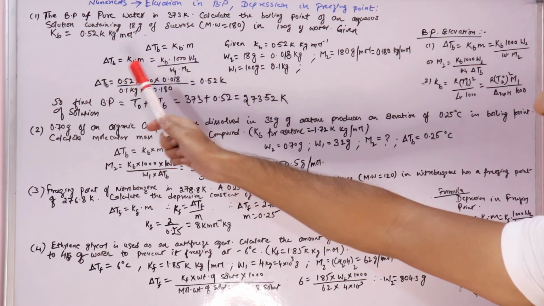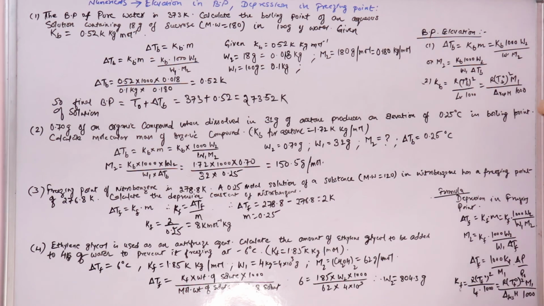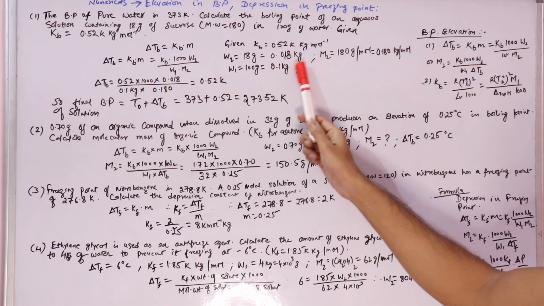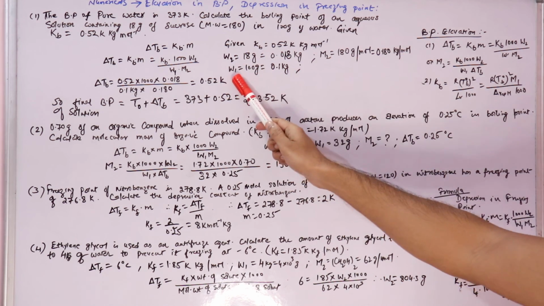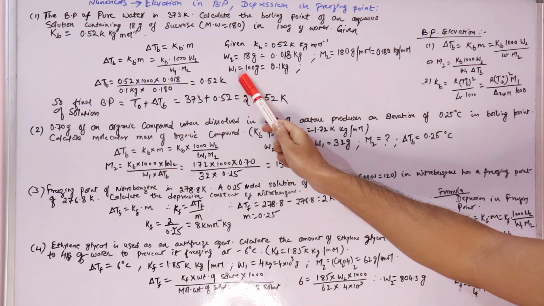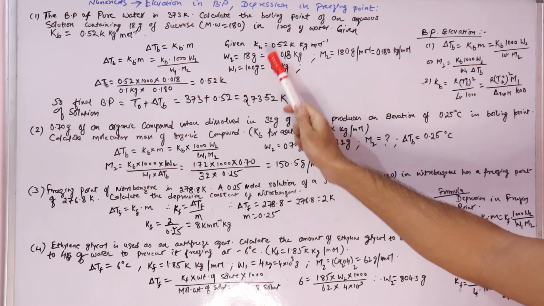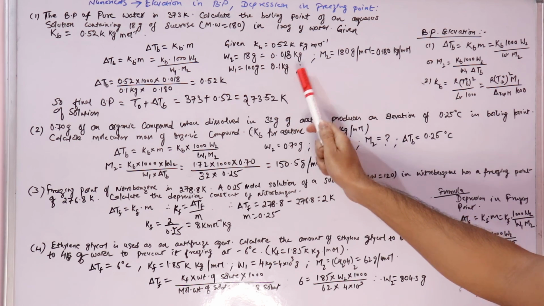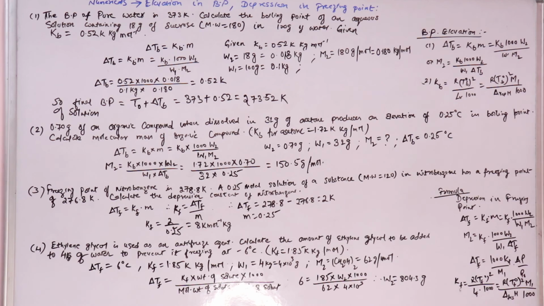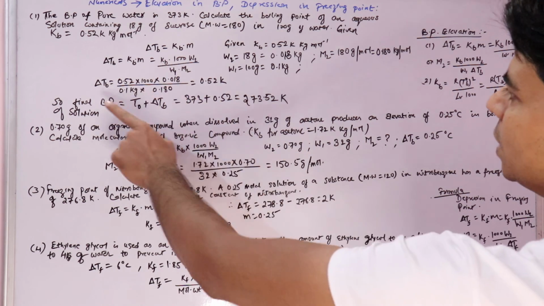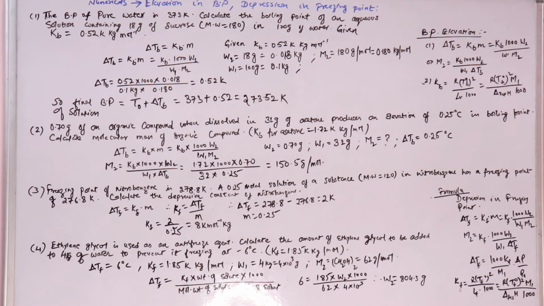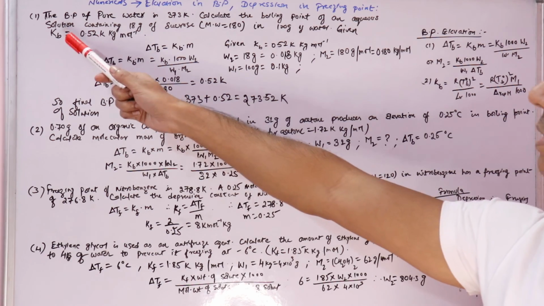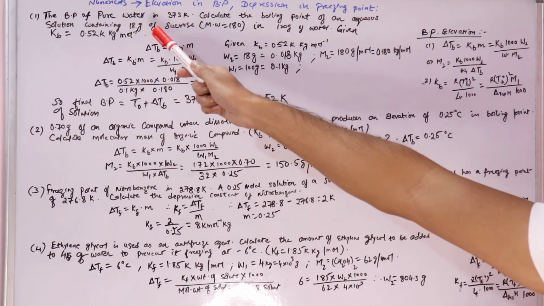Since this is in kilograms, we will convert the others also into kilograms. So weight of solvent is 18 gram, we will convert it to kilograms. And weight of solvent is 100. I'm sorry, it was not 10, it's 100. So we can convert it into kilograms, it will be 0.1 kilogram. So putting all the values in this formula, you will get the elevation in boiling point, which is delta TB.